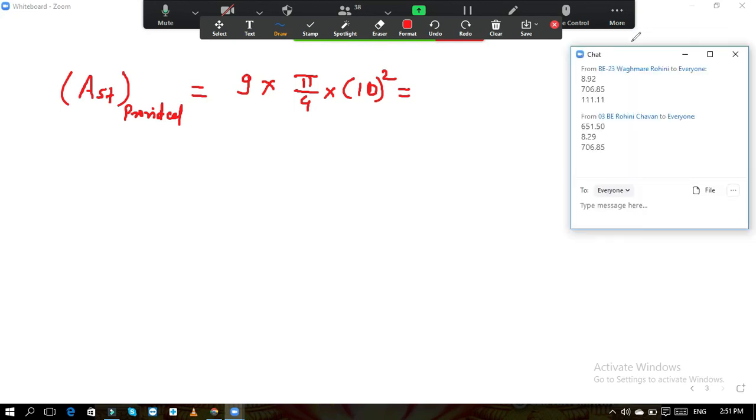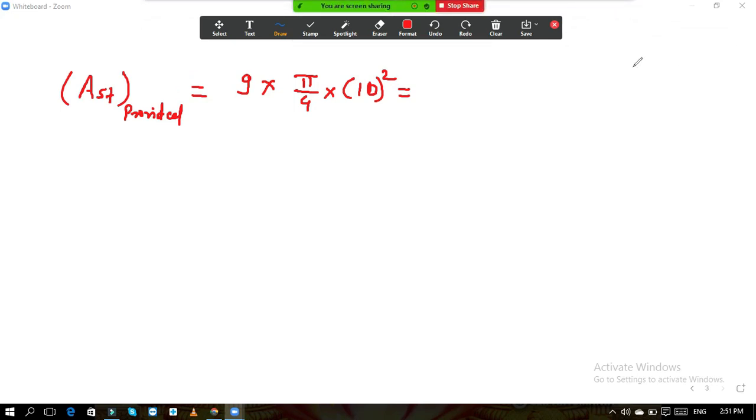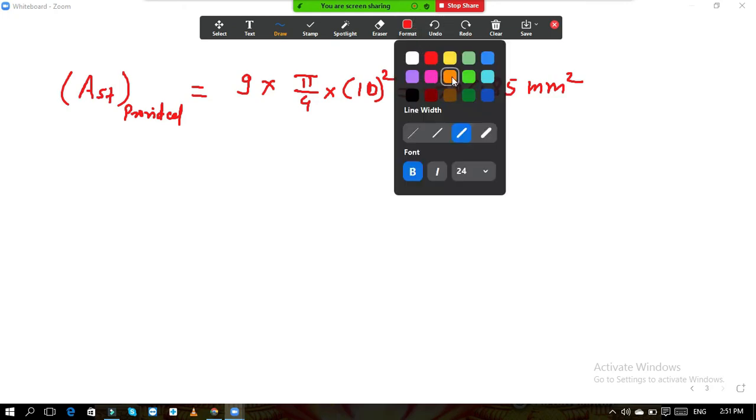Here AST provided is equal to 9 into 5 by 4 into 10 square. How much is it? 706.85, so same, 706.85 mm square. Now again calculate the spacing for each case.